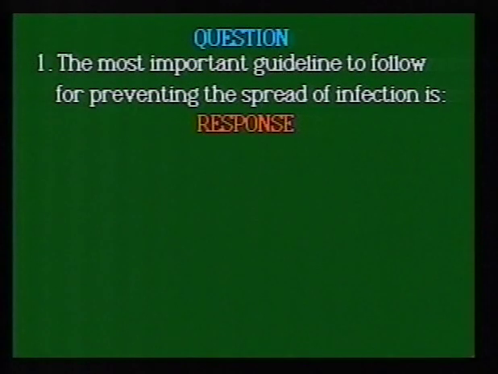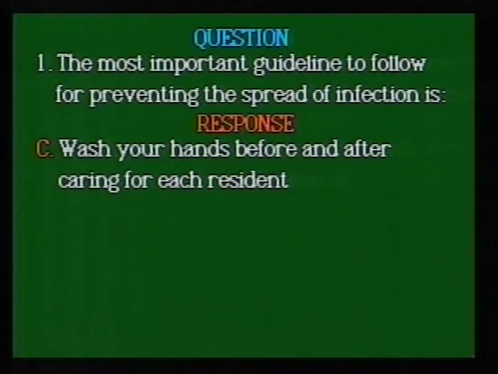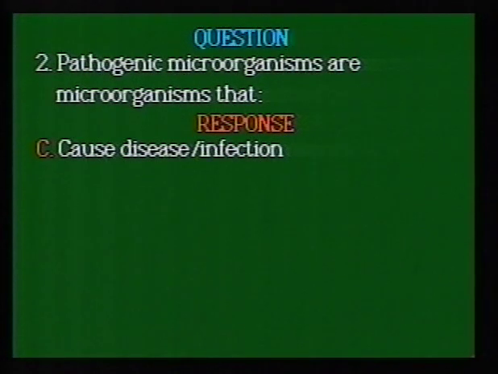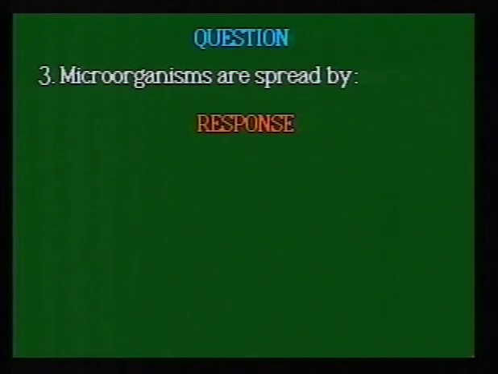Welcome back. Let's go through the standard precautions post-test responses at this time. The first question, the most important guideline to follow for preventing the spread of infection is, the correct answer is C. Wash your hands before and after caring for each resident. Number 2, pathogenic microorganisms are microorganisms that, the correct answer is C, that cause disease and infection. Number 3, microorganisms are spread by D, all of the above. That would be by direct contact, indirect contact, and airborne spread.